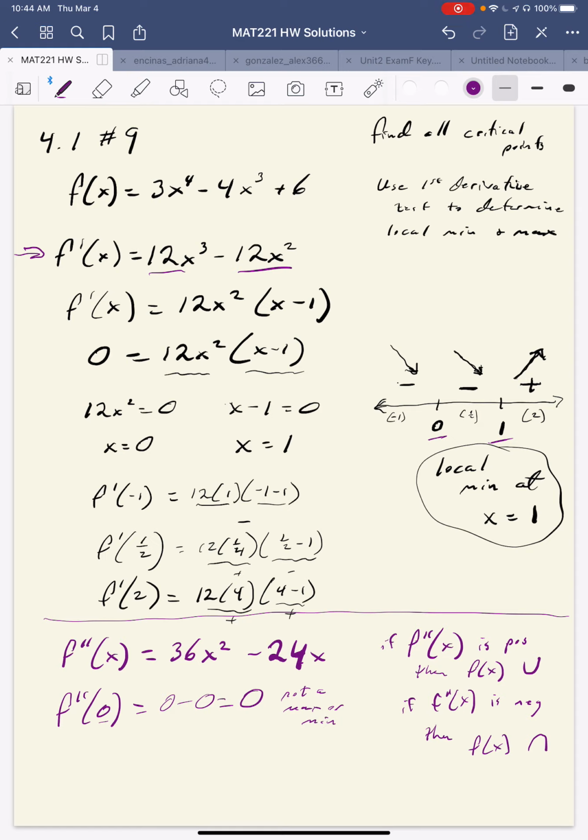Let's try the other critical point. The second derivative at 1 would be 36 minus 24, which is 12. That 12 is positive, so that means my original function has the concave up shape. And since it's concave up, that means that I have a local min at x equals 1.